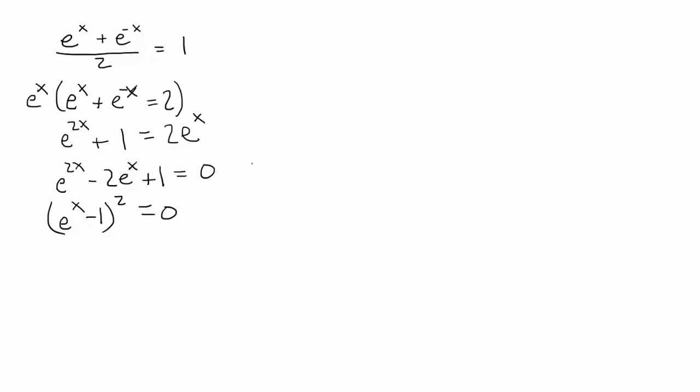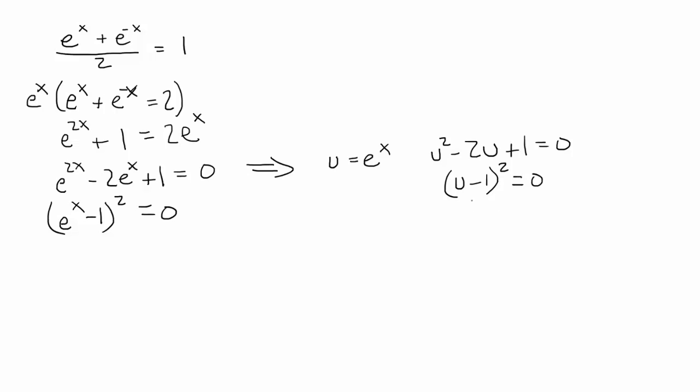And for those people that don't see it on that step, let's write it over here as well. I'm going to say that u is equal to e to the x, and then I can write this as u squared minus 2u plus 1 is equal to 0. And now it's a little easier to see the quadratic, and now we can say that u minus 1 squared is equal to 0. So now u is equal to 1, so then we would have 1 is equal to e to the x when we do our resubstitution.